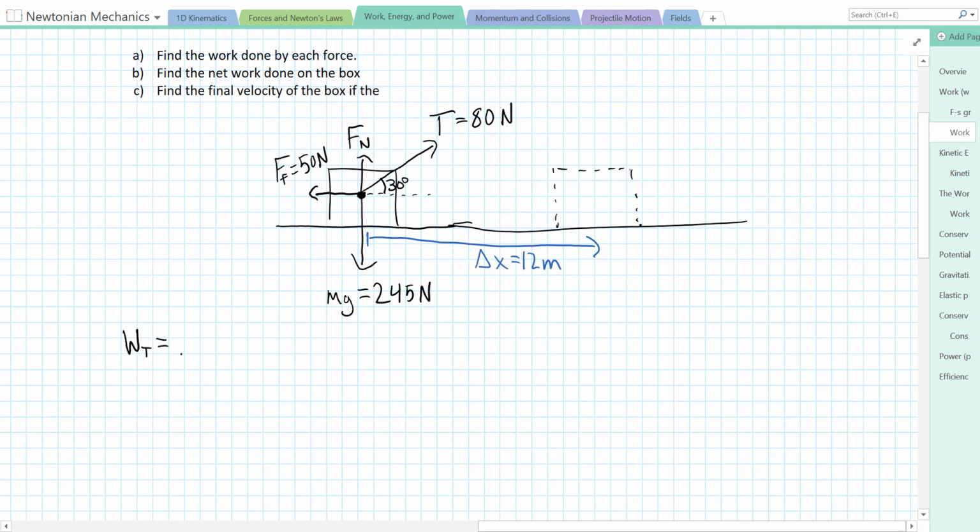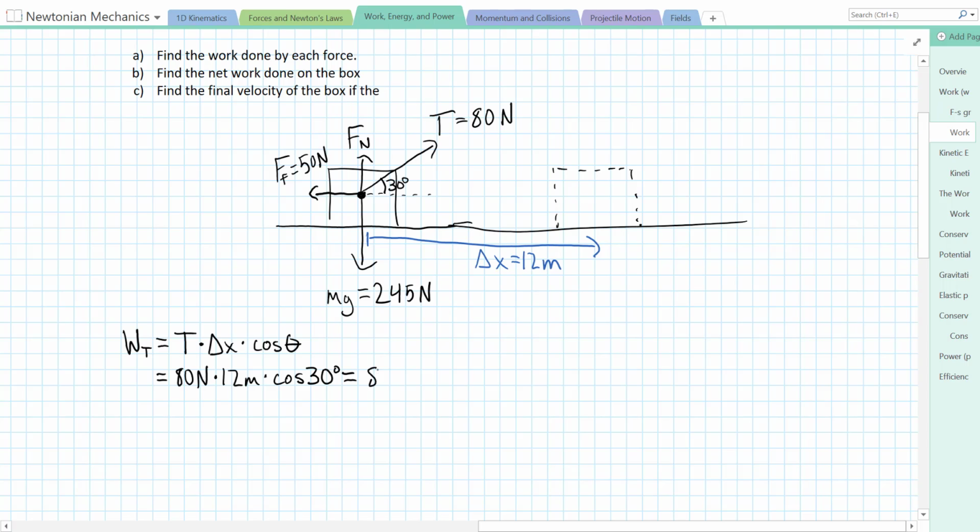by tension. We do force, the tension force, be consistent and write it as a capital T, times the distance times cosine of our angle, and that's the angle between our force and our displacement. So that's going to be equal to 80 newtons times 12 meters times cosine of 30 degrees. We can just get the work done by plugging that into a calculator. 80 times 12 times cosine of 30. I'm going to make sure I'm in degree mode because my angle's in degrees.